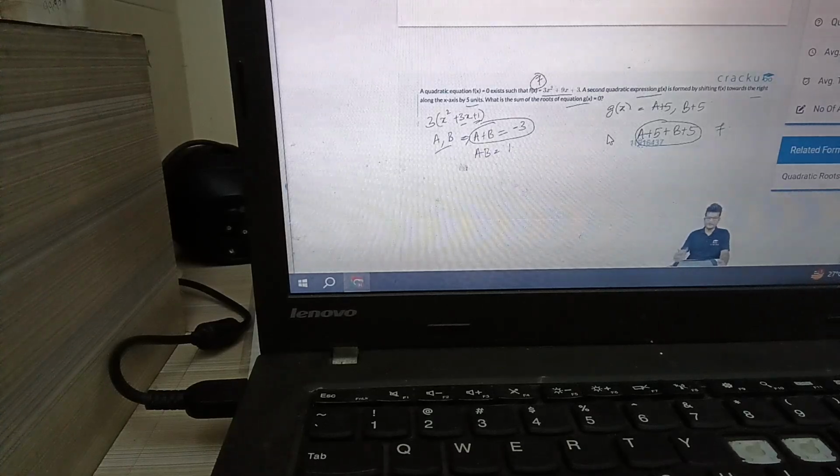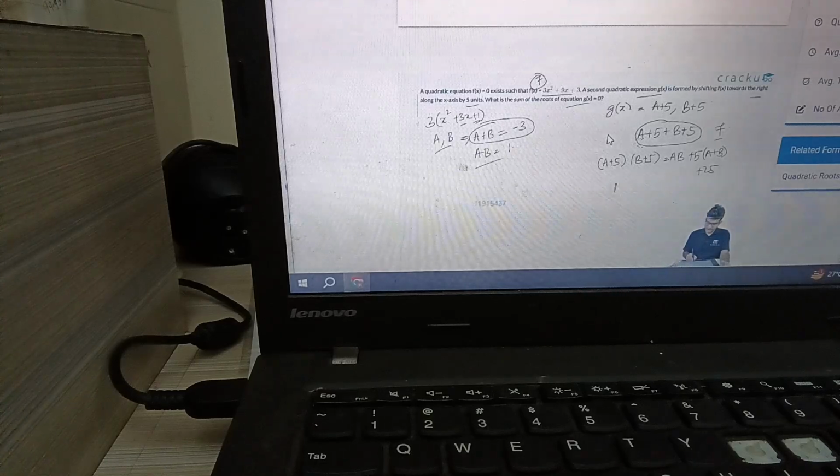If you are asked to find out the equation of the new quadratic equation g of x, we can calculate it because we know that the sum of the roots is 7 and the product of the roots can also be calculated. This will be a plus 5 into b plus 5. This is equal to ab plus 5 times a plus b plus 25. What is the value of ab?